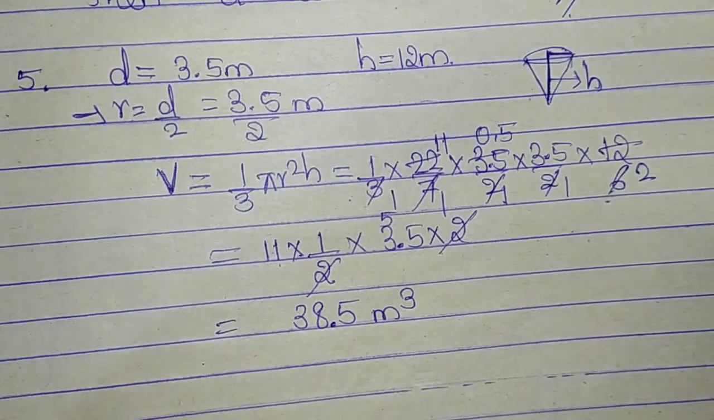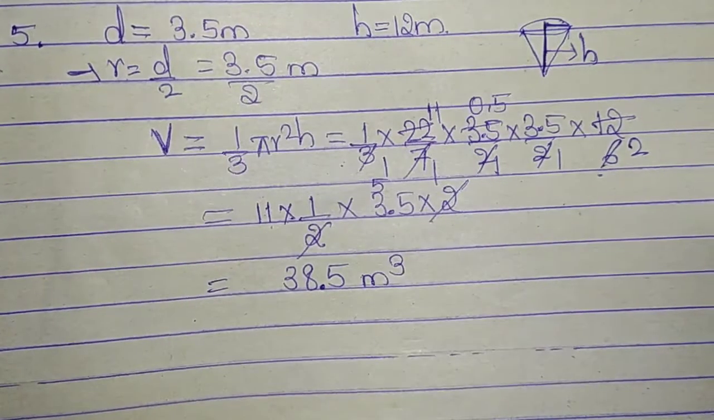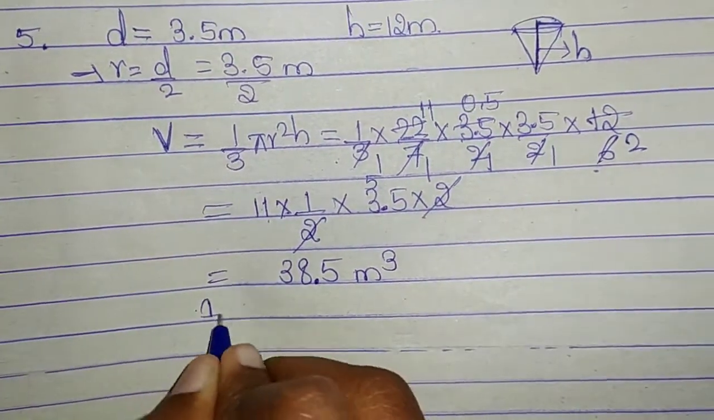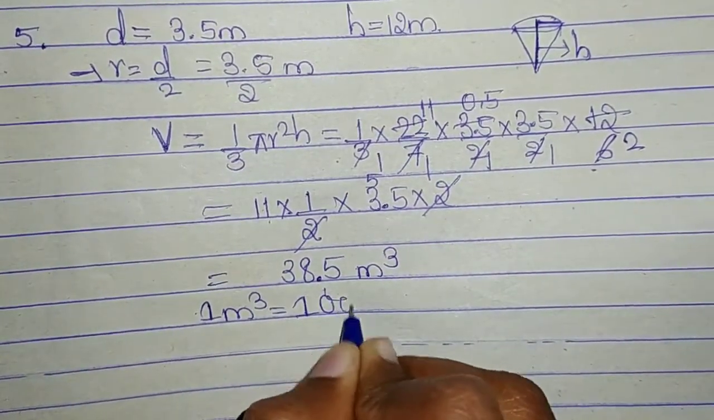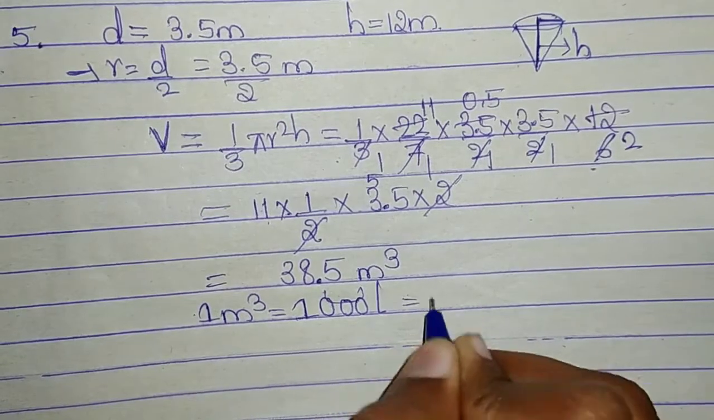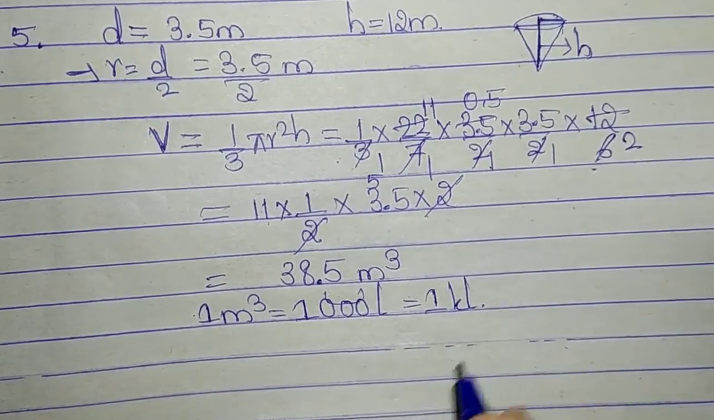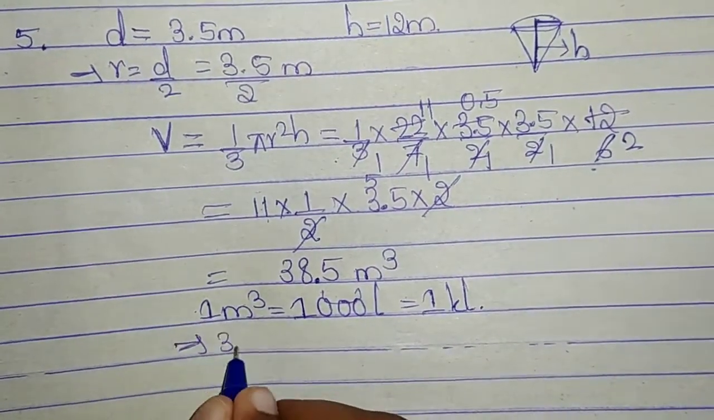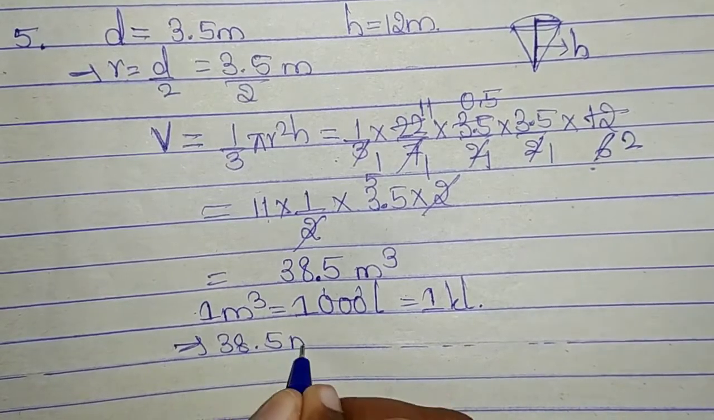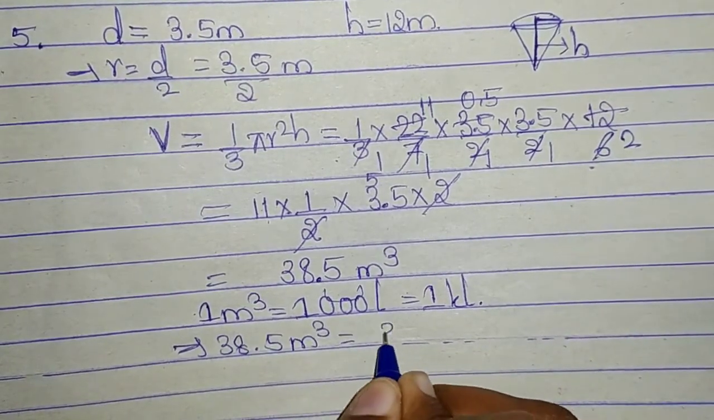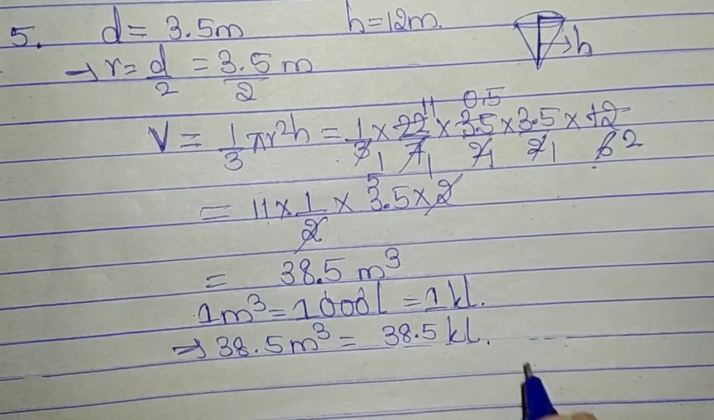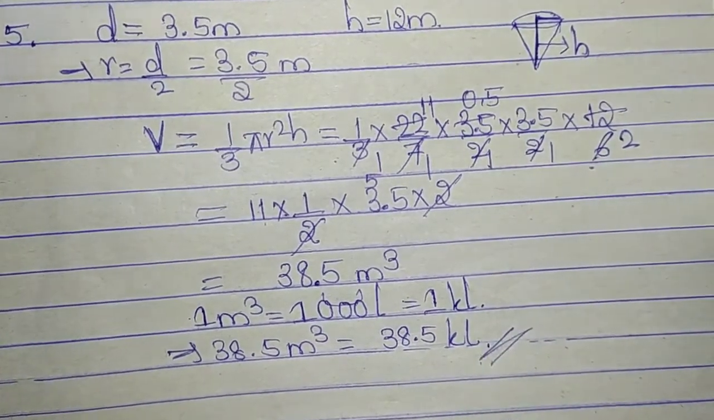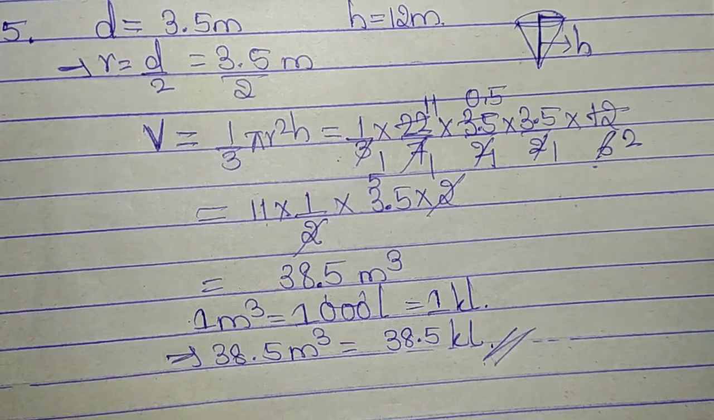So now to convert this into kiloliters. So we know that 1 meter cube is equal to 1000 liters, which is equal to 1 kiloliter. So this implies 38.5 meter cube is equal to 38.5 kiloliters. So this is the capacity of the conical pit.